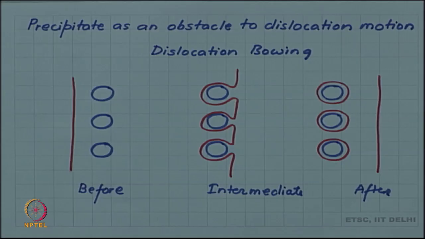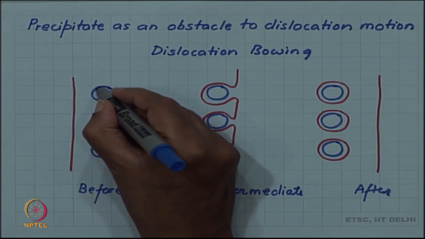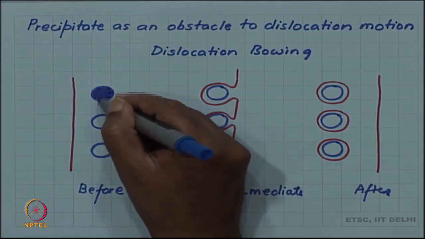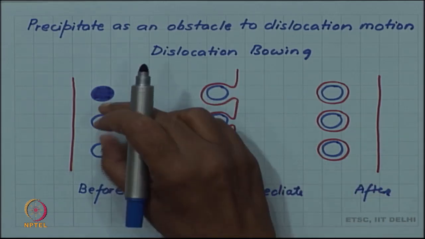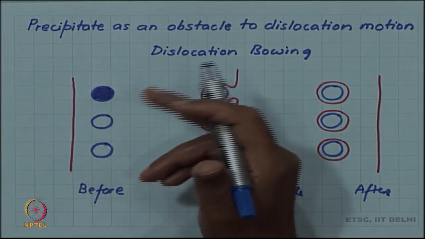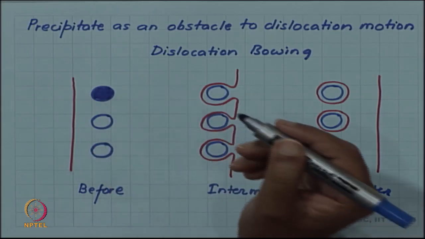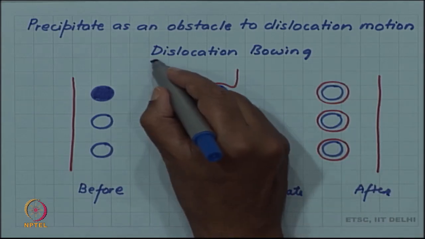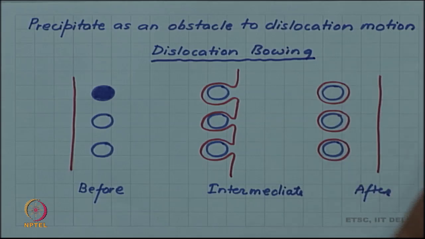When the precipitates have become much larger towards the later part of the hardening and during overaging, the precipitates become too large to be cut. So, it is not easy to cut these precipitates, but the spacing between them is large enough. Recall that by Ostwald ripening, the spacing is becoming larger and larger. So, spacing between them becomes large enough such that the dislocation can bow between them. So, this is called dislocation bowing.